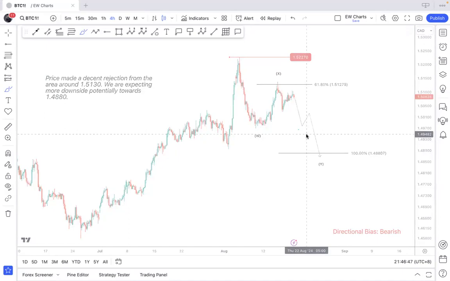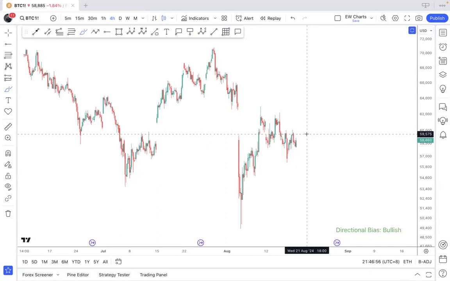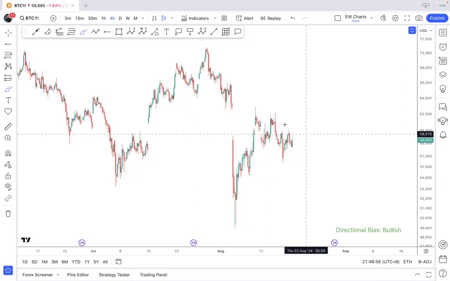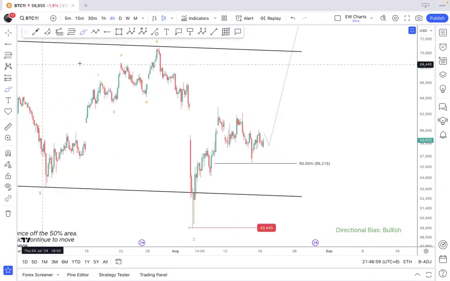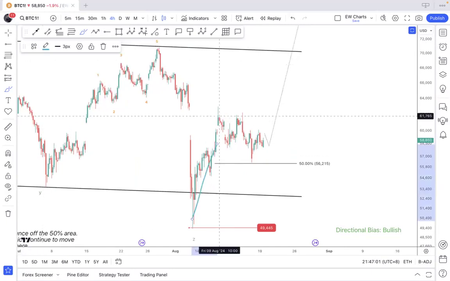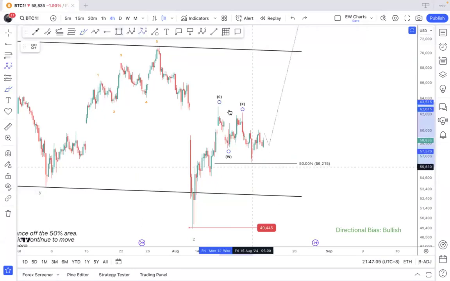Okay. Then last but not least, we have Bitcoin. Okay, so Bitcoin is pretty clear for me. On the high time frame perspective, we're definitely bullish. If you take a look at how the pattern structure is developing, we have impulse leg, very nice 1, 2, 3. If I put that in, okay, that will be a WXY.